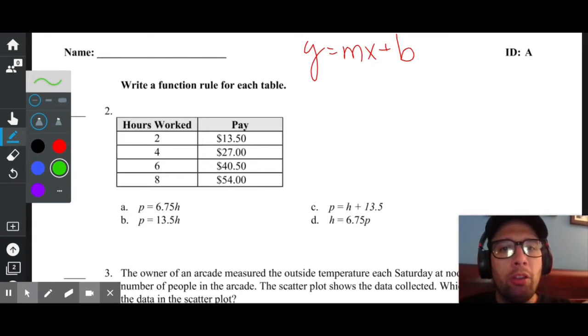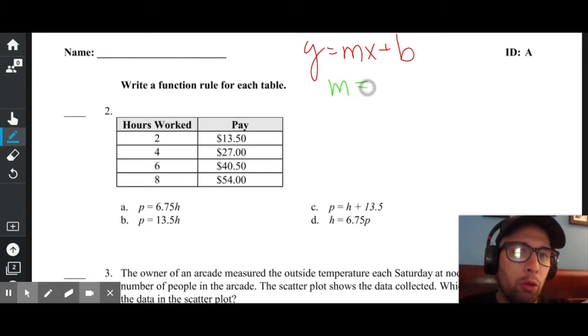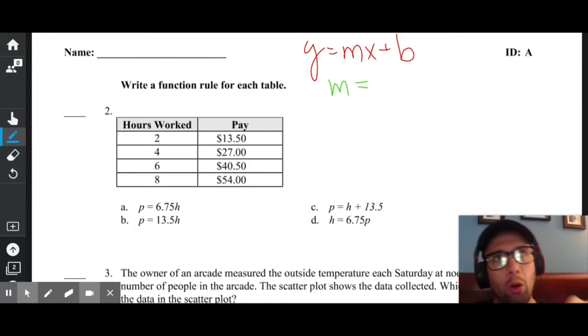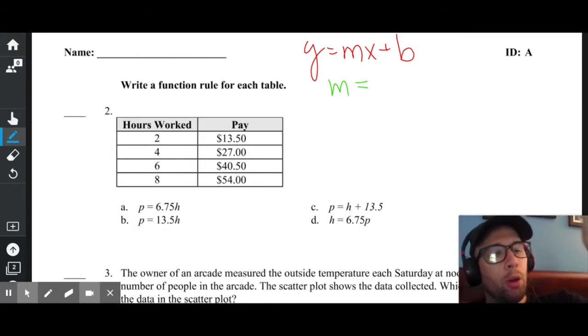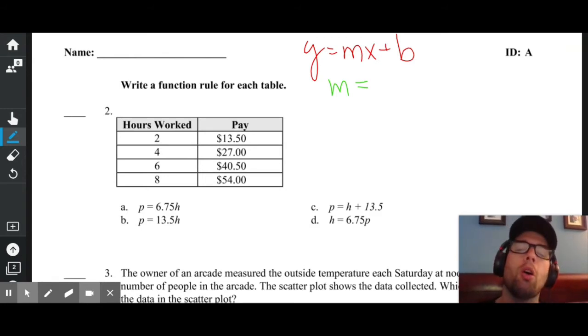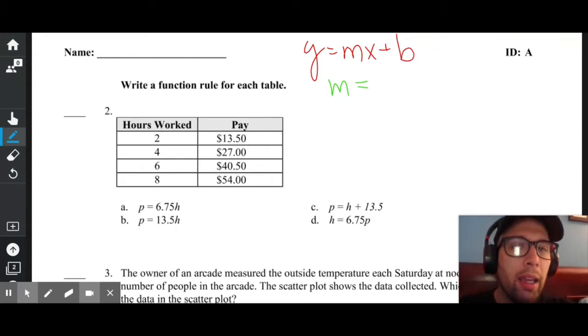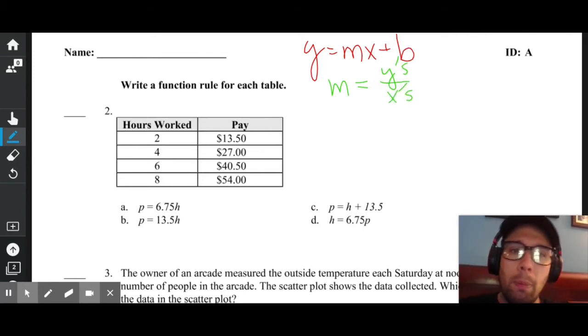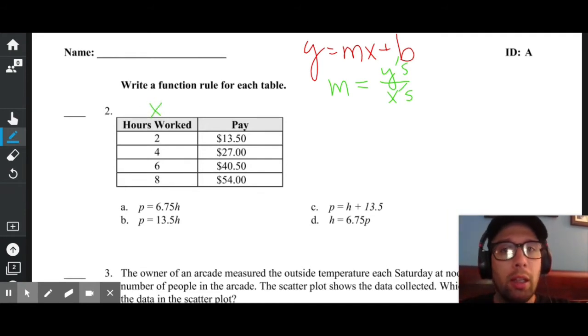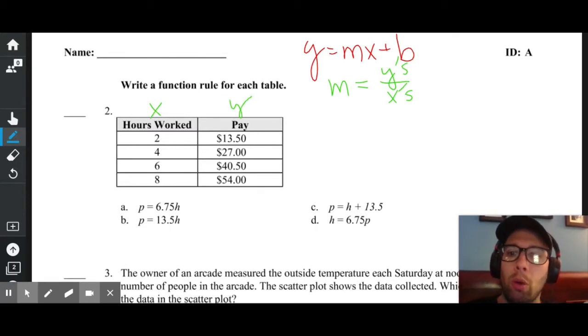M is the slope. M usually means rise over run. So I would go to a graph and go up and over, but I don't have a graph. So I have to do rise over run using numbers and letters. Rise happens to be with the y values, and run is with the x values. Over here in my table, I don't have x's and y's, so I'm going to change the left side of the table into x and the right side into y's because that's usually what it is anyway.